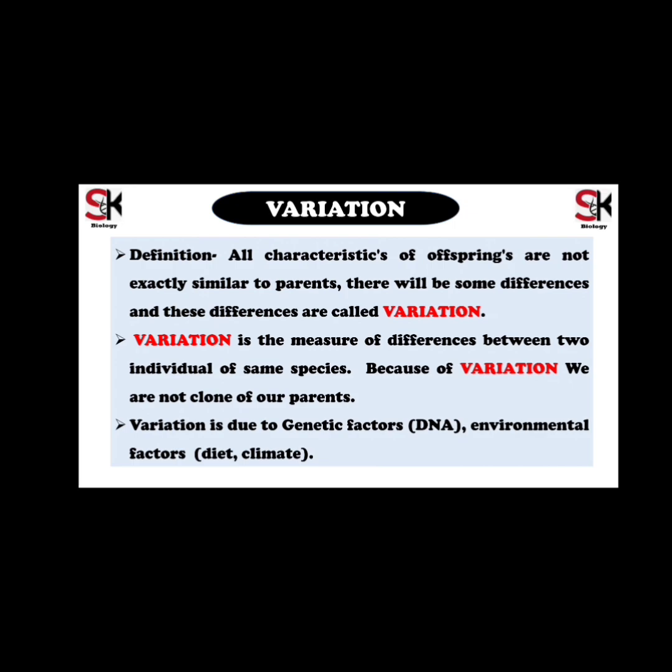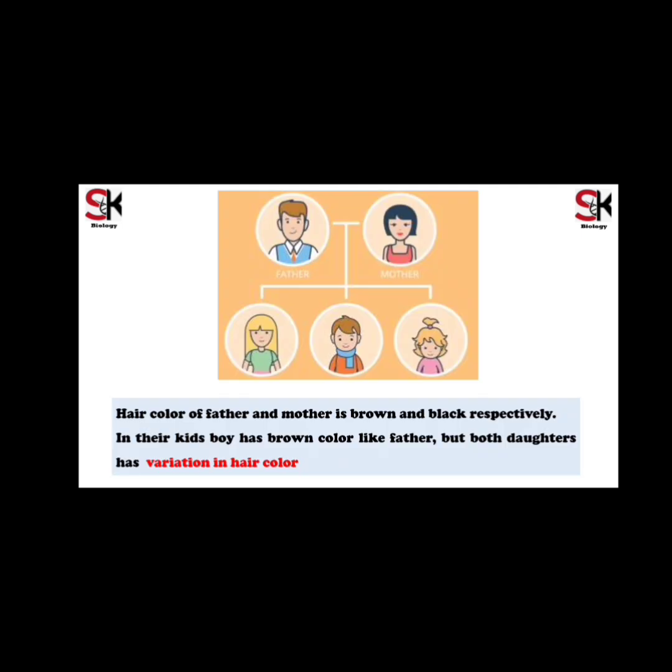To understand further the concept of variation, look at this picture carefully. You can see that parents have 3 kids, 1 boy, 2 daughters. Hair type of the son and father is similar, but both daughters have hair type which is not matching to any of the parents. This difference is because of genetic variation. In all, heredity is the transfer of similar traits between 2 generations, and variation is the difference between parent and offspring's trait. I hope you understood these 2 concepts.